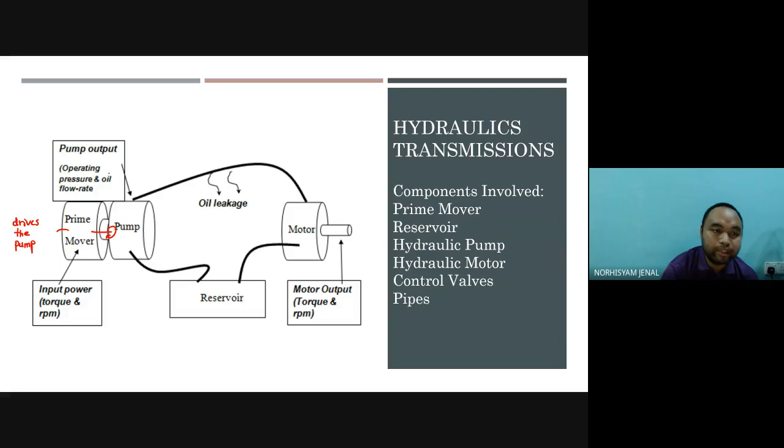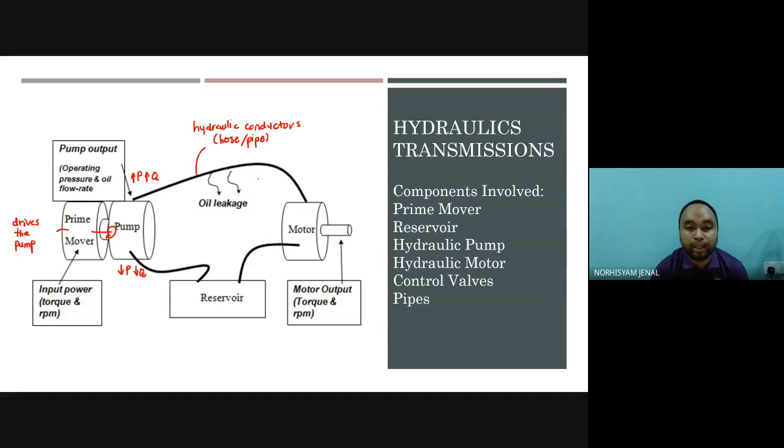And then what happened? The pump output is at the operating pressure and oil flow rate. The liquid here will have low pressure and low volumetric flow rate. After this, you will get high pressure and high volumetric flow rate. Here you will have the hydraulic line, or we call these hydraulic conductors, in terms of, for example, hose or pipe.